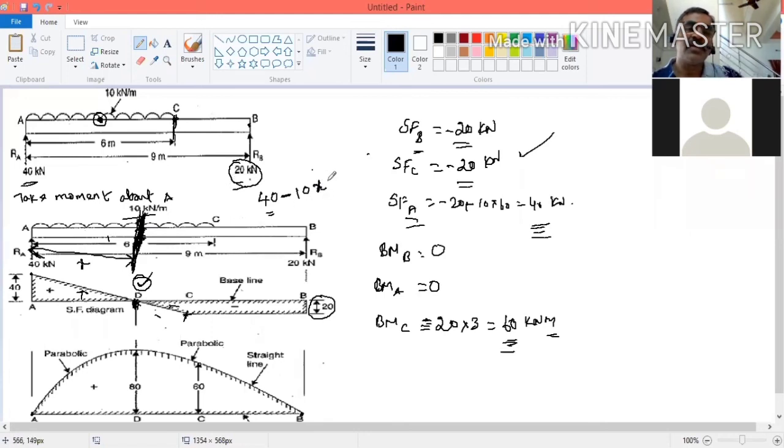This is equal to what? 0, because we know the shear force is equal to 0. From this we can find the value of x. Then what is the value of x? It is 40 by 10, equal to 4 meters. This distance is equal to 4 meters.